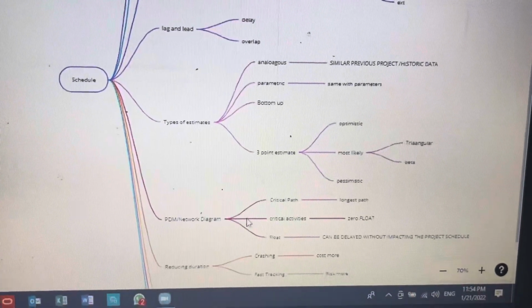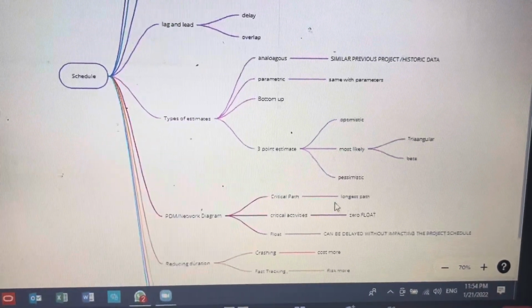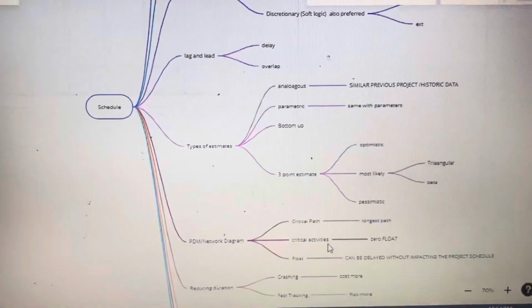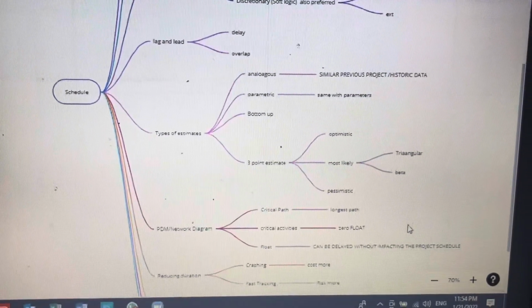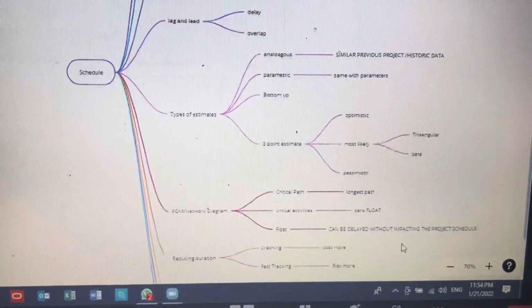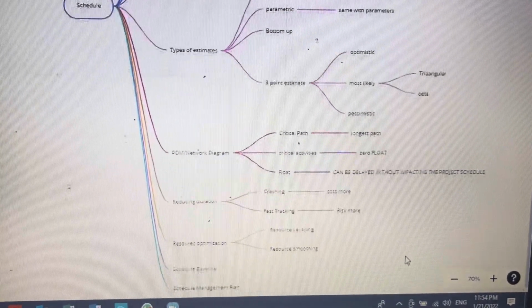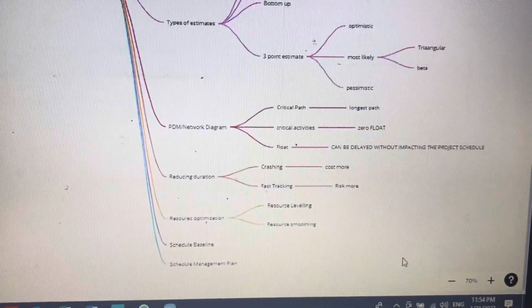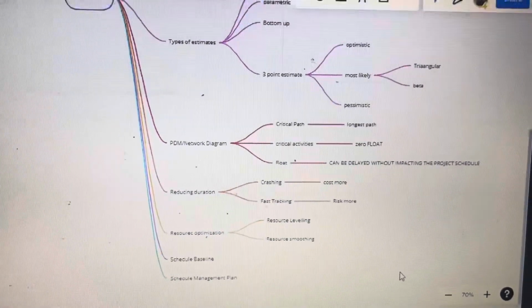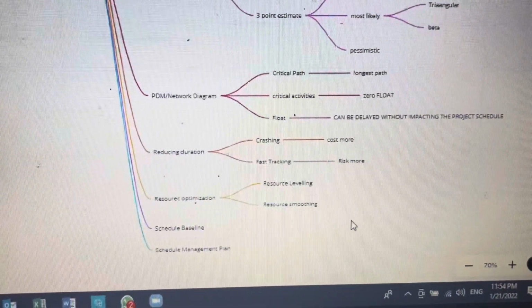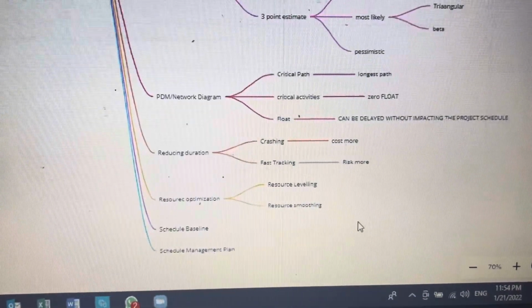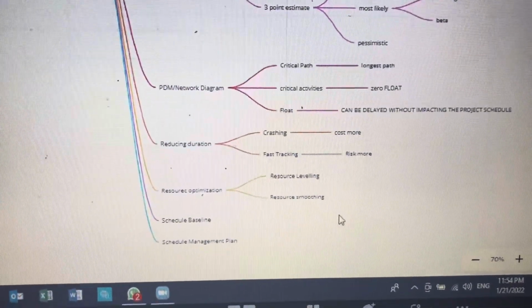In the network diagram, there is a critical path, which is the longest path, and those are the critical activities, which have 0 float. And the float which others have can be delayed without impacting the project schedule. And we can reduce the duration by crashing or fast tracking. Crashing will impact the cost, which is more cost, and with fast tracking, there is more risk. And for resource optimization, there is resource leveling and smoothing, and there is the schedule baseline and the schedule management plan.